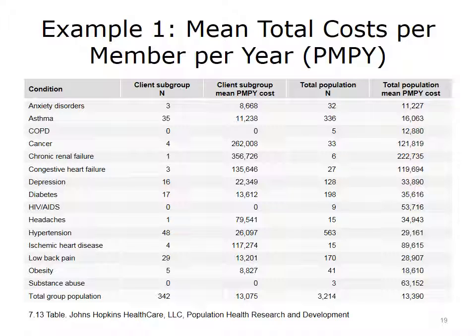So for people with a condition of asthma, the per person cost in the overall population is $16,063 per year. In our selected subgroup population, their per member per year costs are less. The table shows that there are 198 people in the total population with diabetes and 563 with diagnoses of hypertension. Now let's look at chronic renal failure. Even though there is a small number of patients with this condition, the cost per patient per year is extremely high, $222,000.